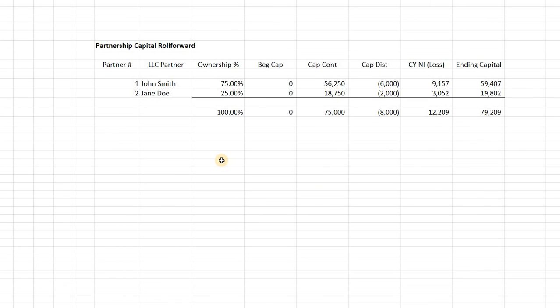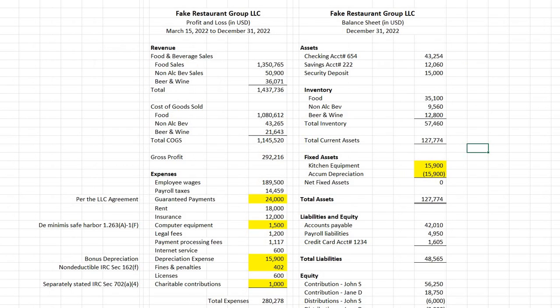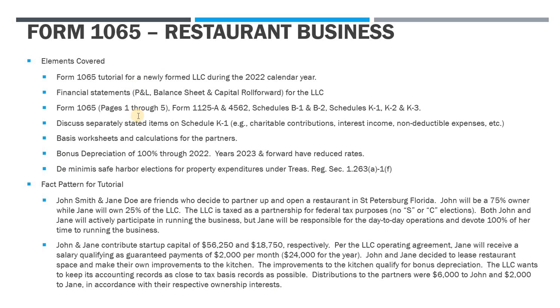Right, so we've got a partnership here with two partners, and it's always a good idea to have a cap roll forward that shows the allocations to each partner. All right, so back to the slide. What are we going to cover? So again, this is a Form 1065 tutorial, a newly formed LLC, and the specific fact pattern we're going to be working with here is for a restaurant business.